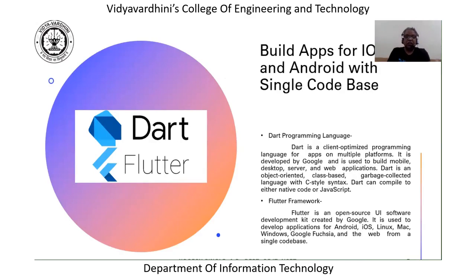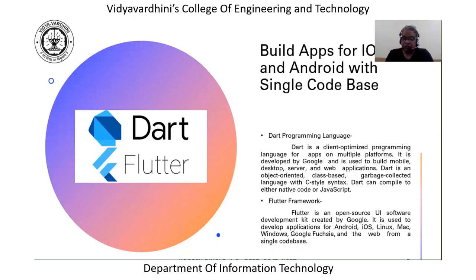Now, talking about Dart and Flutter: building apps for both platforms, iOS as well as Android. People are using Dart everywhere. So what is Dart? Dart is a programming language. It is a client optimized programming language for apps on multiple platforms. It is developed by Google. I will come to the Dart programming language in detail after this particular slide.